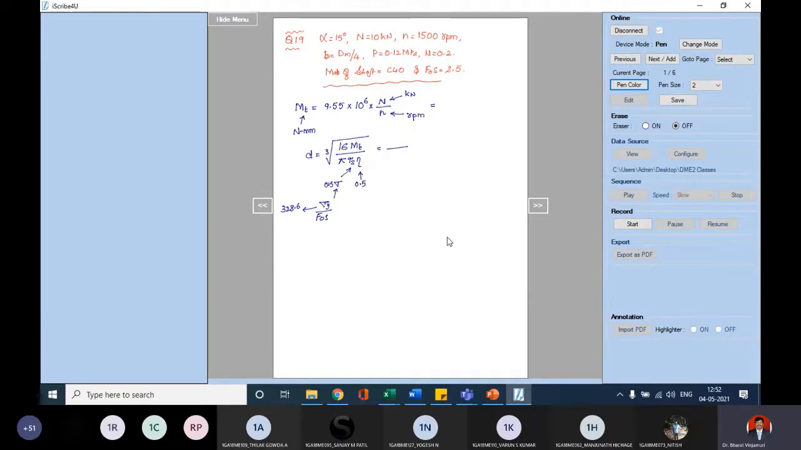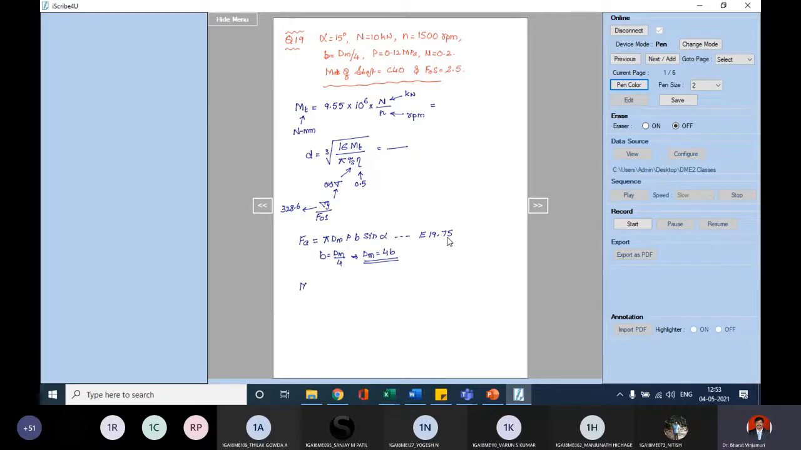The next equation which we'll be trying to use in this case is FA. The third equation is pi dm p b sin alpha. This is the equation we'll use, equation number 19.75. Here he has given that b is equal to dm by 4, so you have the relation dm is equal to 4b. Use this relation here.